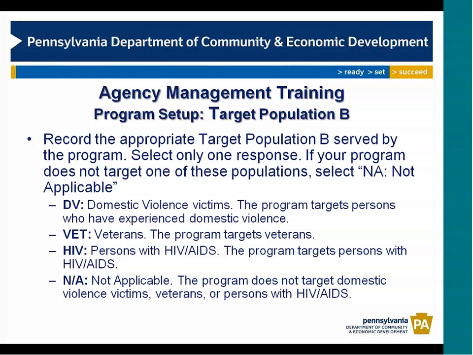There's VET for veterans, HIV for persons with HIV or AIDS, or NA, which is not applicable. The same rule applies: 75% of your clients must meet this subpopulation for you to select it. And if it doesn't meet any of these three, you have to select NA for not applicable. You can't leave this one blank.